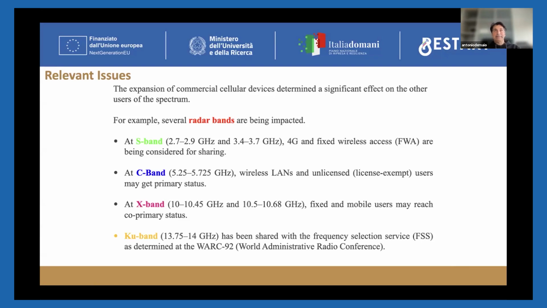Here we can see a list of situations where bandwidths are impacted by communications, for example, at S-band, 5G, 4G, and fixed wireless access are being considered for sharing. At C-band, we can see that wireless local area networks and unlicensed user may get the primary status. Also at X-band, we have fixed and mobile users that can be given a co-primary status. And also in the Ku band, we have another example.